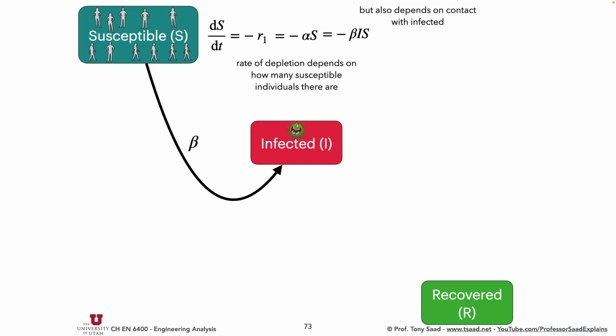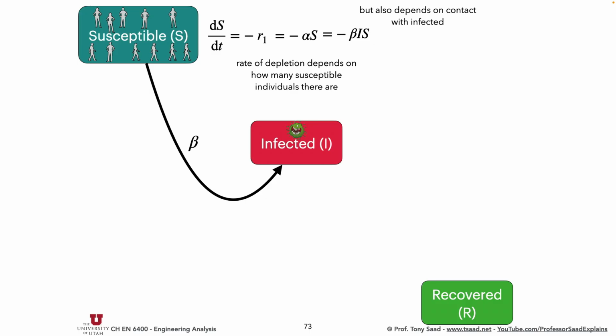They are not separated, so I put them in compartments just to designate them, to tag them, but they're all in the same room or in the same city. So it also depends on contact with the infected, and we express that as some coefficient times I times S. Okay, so that gives me my first differential equation.